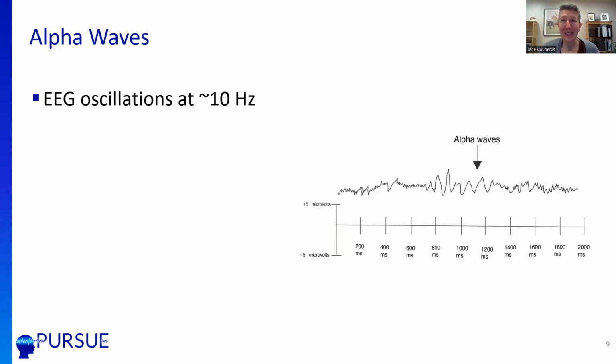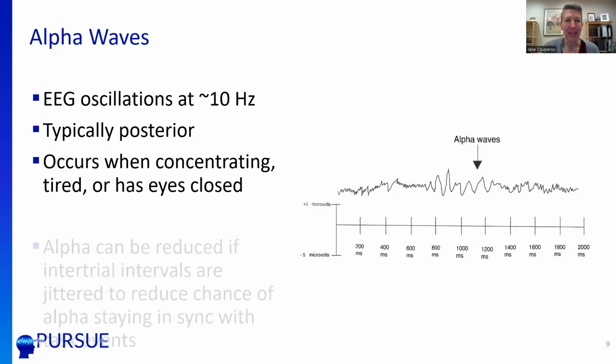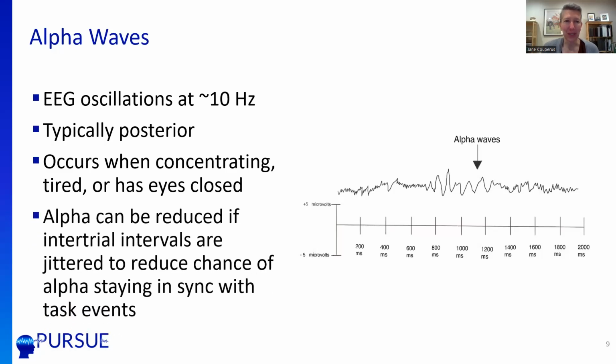As I mentioned before, some artifacts are actually brain activity. You may want to see alpha, but you may not want to see alpha. Alpha happens at about 8 to 10 or 8 to 12 hertz, and it is the result of activity in the back of the brain, the posterior of the brain. And it occurs when you're concentrating or you're tired or you have your eyes closed, right? One way to reduce this is to change the timing between trials, the intertrial intervals. If you jitter them, it may not line up as much with the stimulus, and so that can help average them out. Also, if it's somebody who's tired, you want to try and keep them awake.